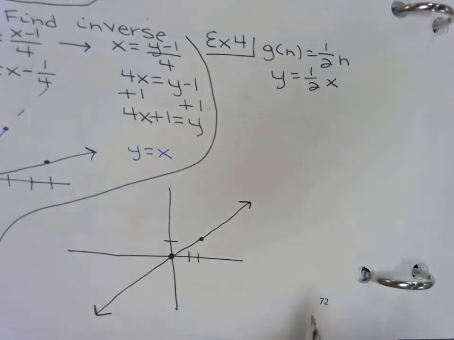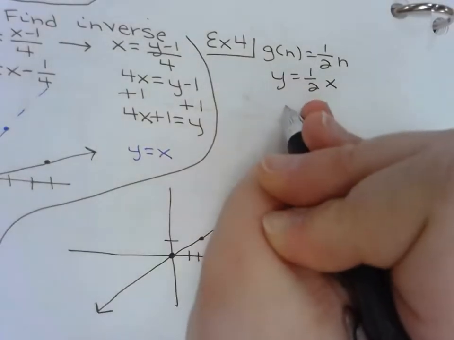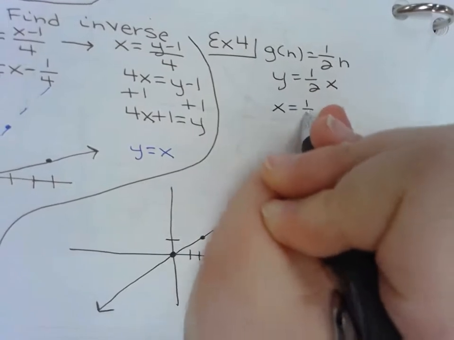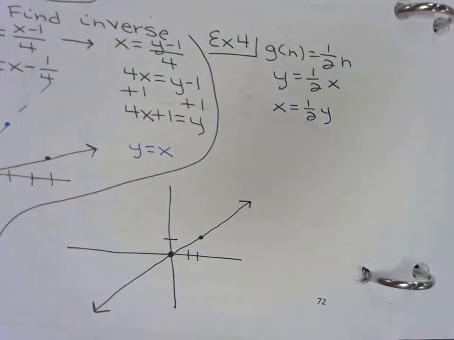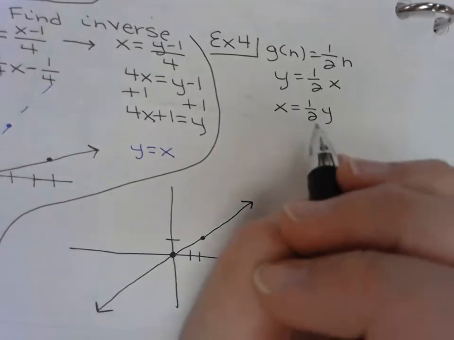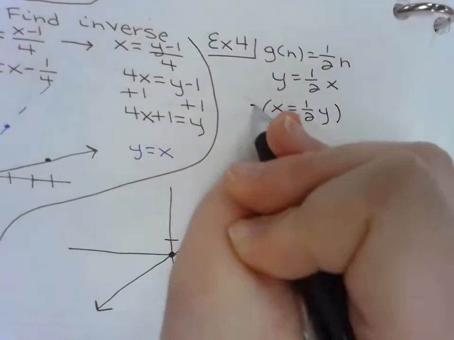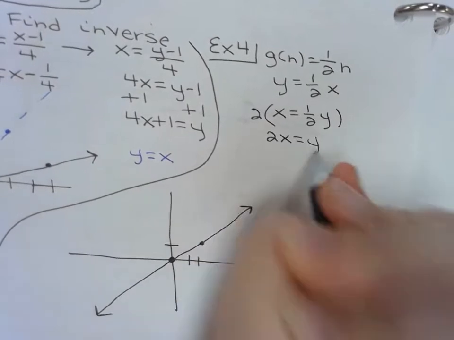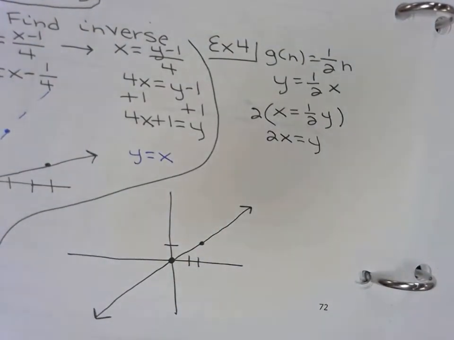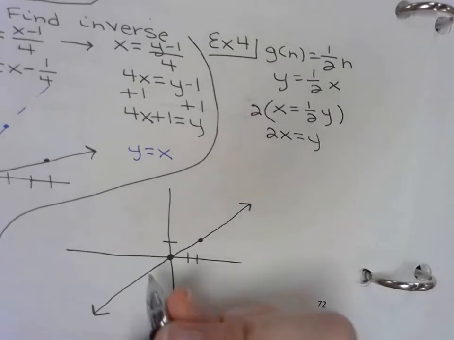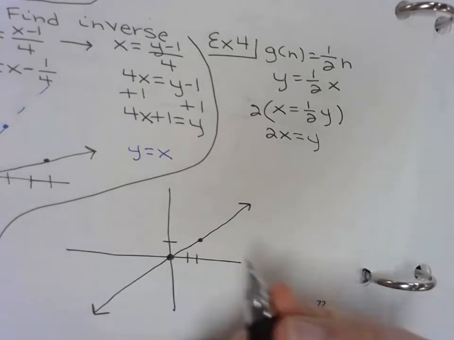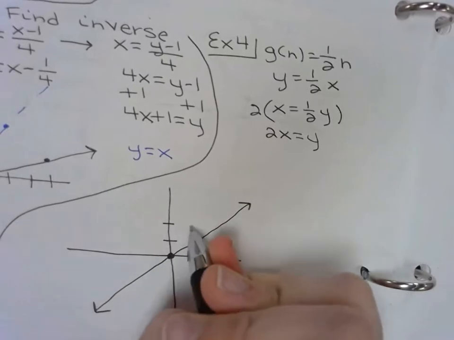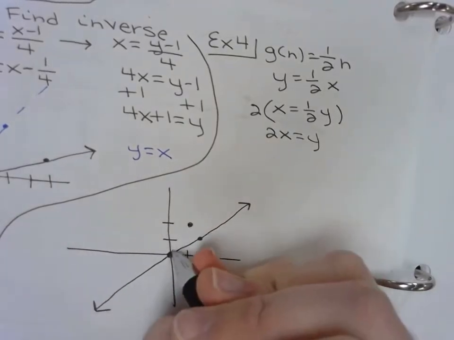So that's the original. Now let's find the inverse. How do I find the inverse? Switch x and y and solve for y. So x equals 1/2 y. How do I get y alone? Multiply by 2, or divide by 1/2, which is the same as multiplying by 2. So 2x equals y. And then graph it. How do I graph 2x equals y? Your y-intercept is 0 again. So that means you go up 2, right 1. Up 2, right 1. And there's your line.